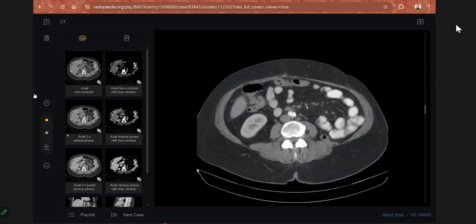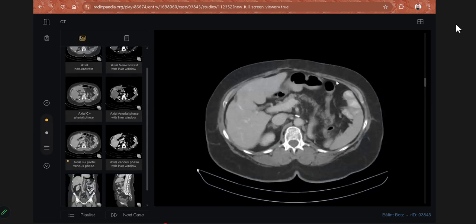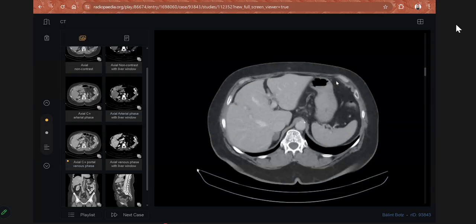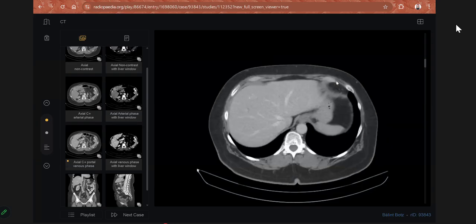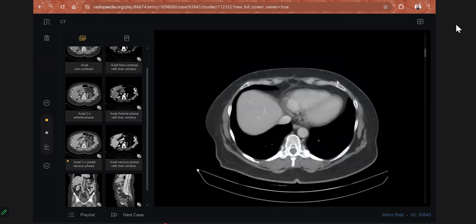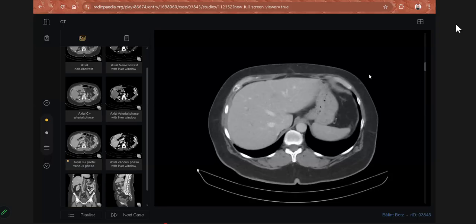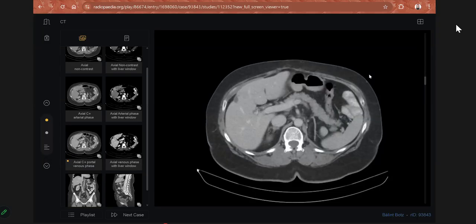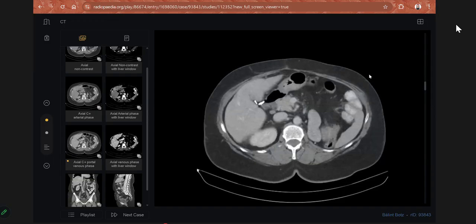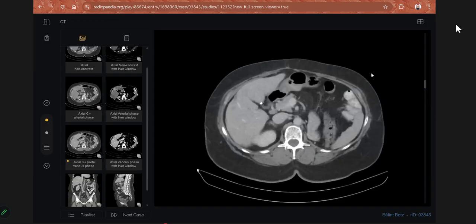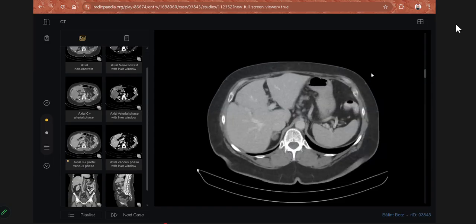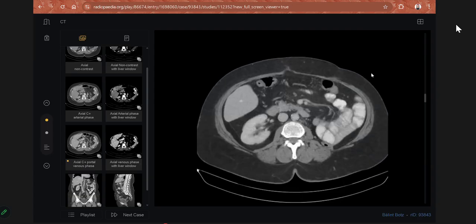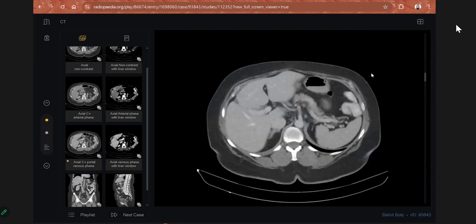This one is the portal phase. I need to click this. Okay, so on the portovenous phase, there is washout. So based on these findings, I'm thinking in terms of hepatocellular carcinoma as my differential.